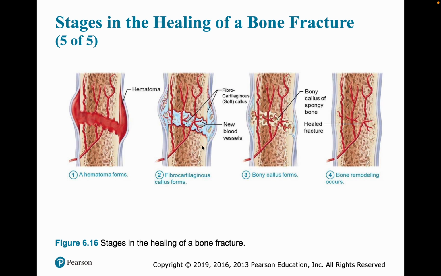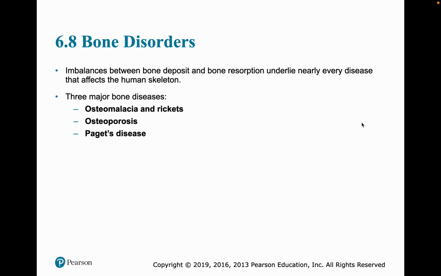So hematoma forms, fibrocartilage, bony callus, and finally remodeling. Disorders of the bones that we're going to look at include osteomalacia or rickets, osteoporosis, and Paget's disease. So these are imbalances between bone deposit and bone reabsorption.